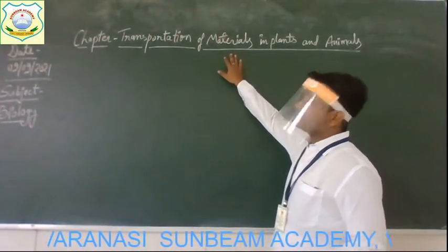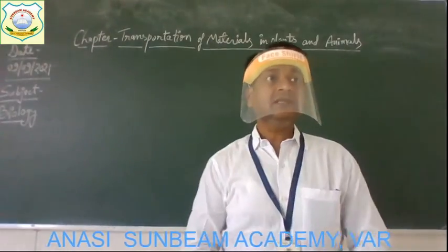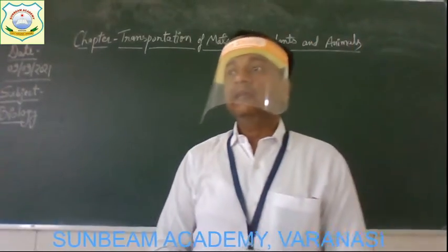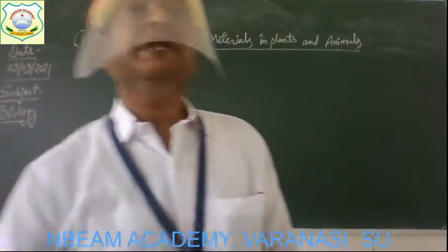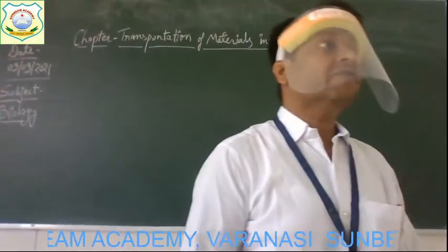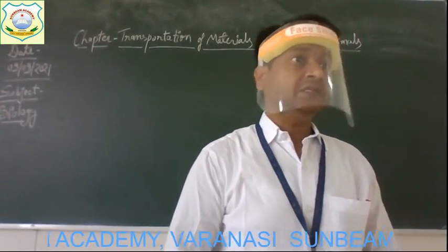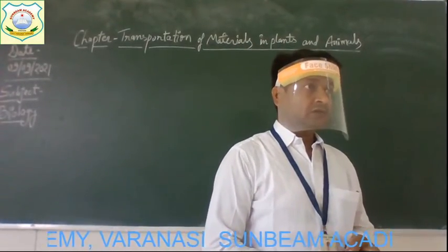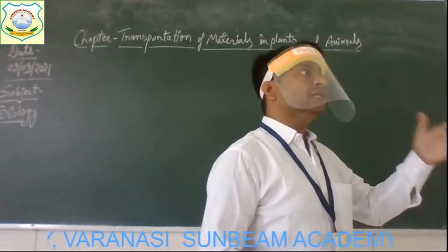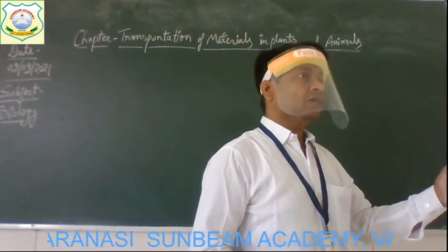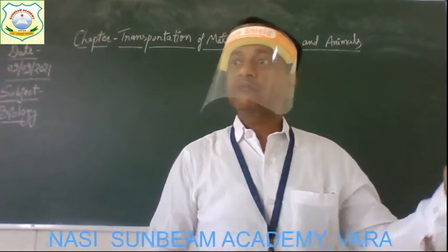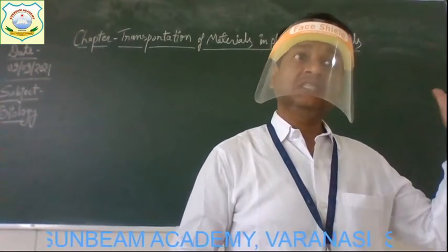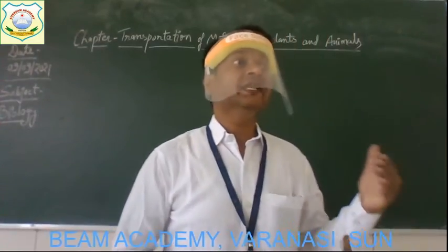We are discussing the chapter transportation of materials in plants and animals. In the previous class, I explained the process of excretion in human beings as well as the structure of the nephron. How the urine is filtered out and separated from the blood. So that system of the body is known as the urinary system.